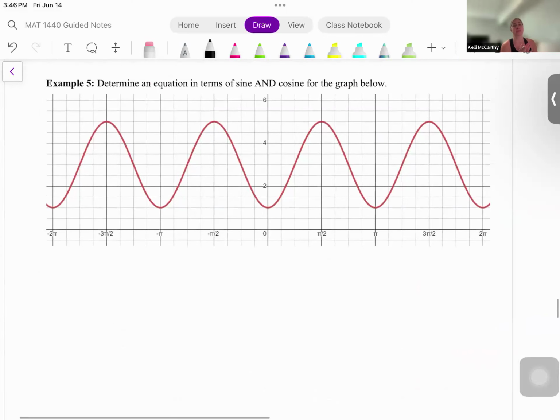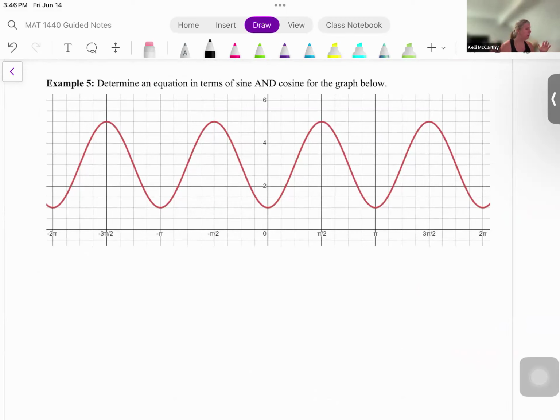Determine an equation in terms of sine and cosine for the following graph. So in our last video, we chose one of our functions we wanted to use. Now we're going to use both just to illustrate that we can write an equation in terms of sine for this graph and an equation in terms of cosine for this graph.